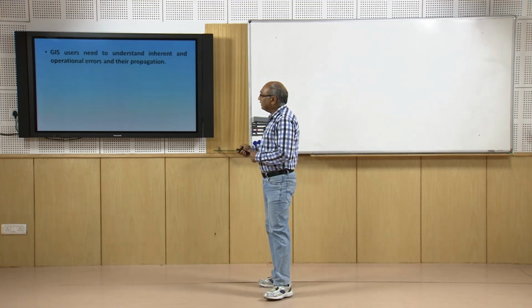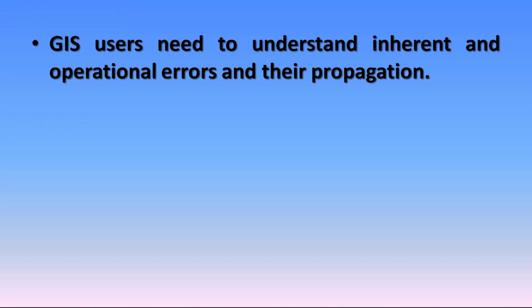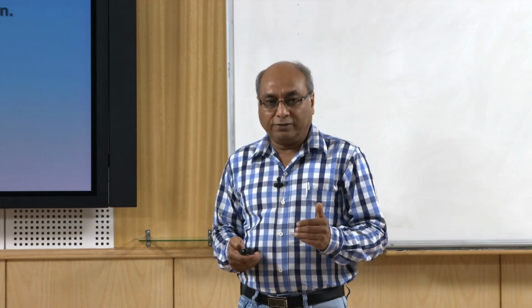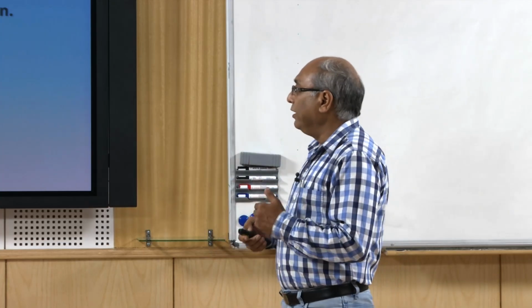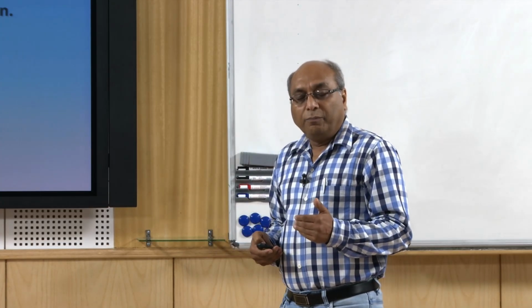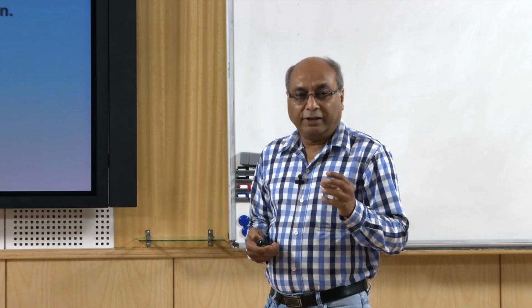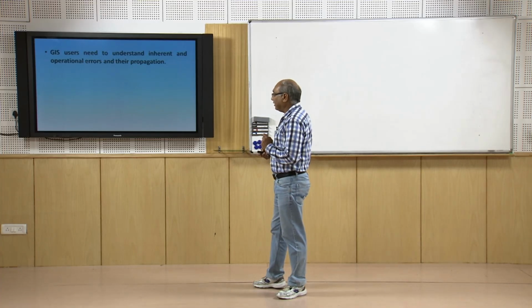Now as I have mentioned, GIS users must understand the two types of errors, the inherent errors and operational errors, and their propagation. Inherent errors, sometimes we cannot do much. If data we have bought, downloaded or purchased from somewhere, or is given to us by some organization, we assume that it is very accurate, but it may not be, it might be having some errors. So it is better to have the knowledge of what kind of errors it is having. Those we will put in inherent errors.